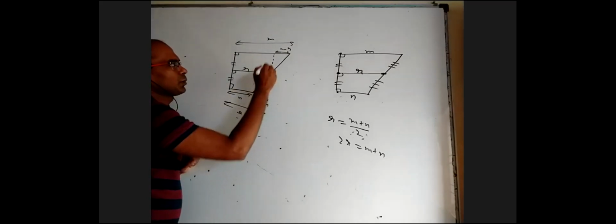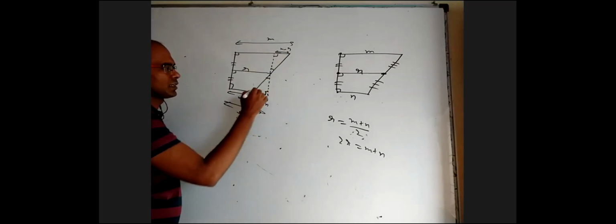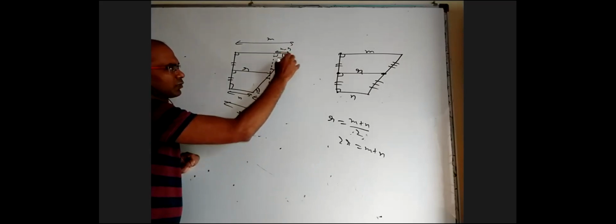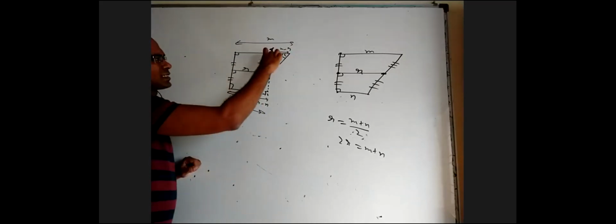These two are vertical opposite angles. This is 90, this is 90. So obviously these two angles are also equal. And this is equal to this is equal to this, so these two are also equal. Because of that, this triangle and this triangle are congruent.